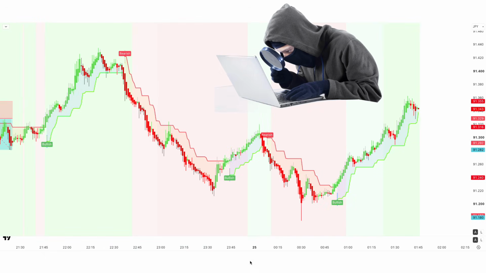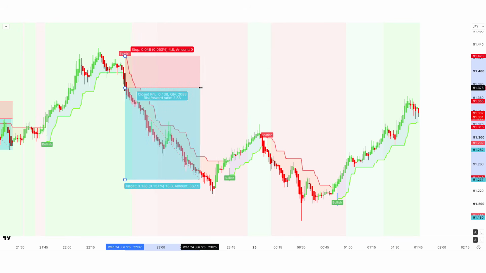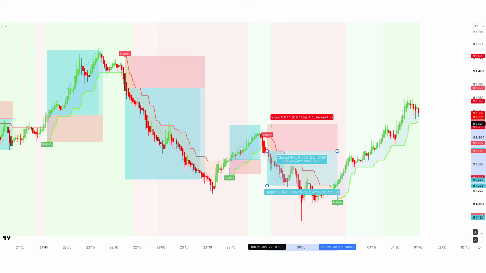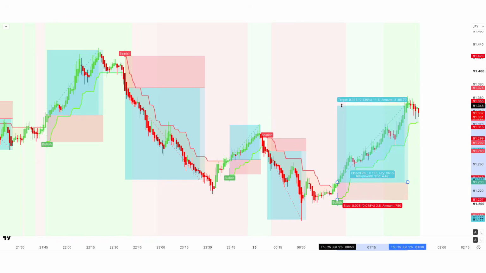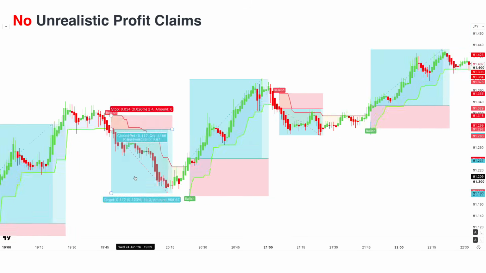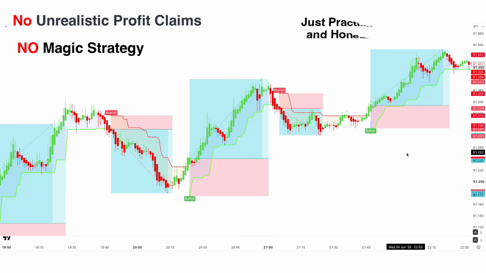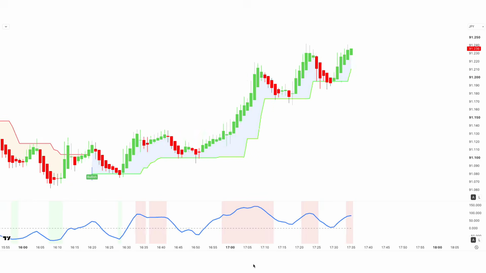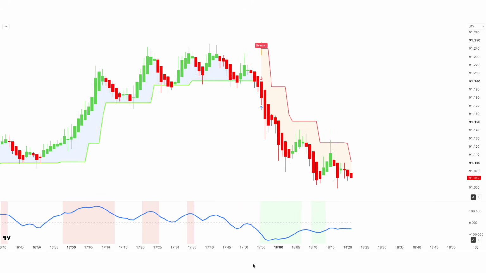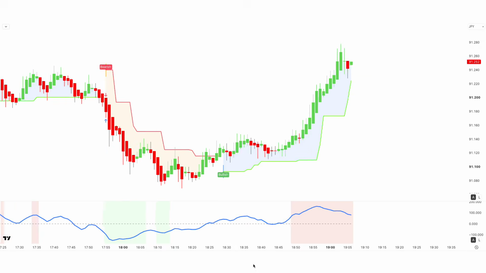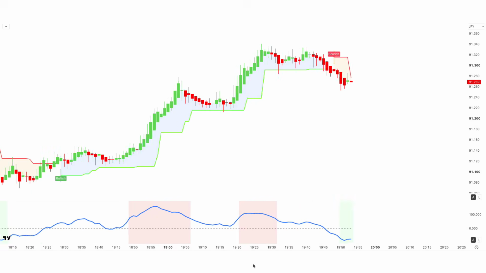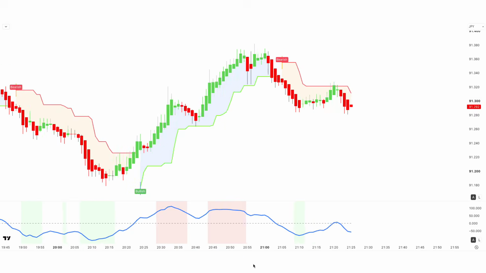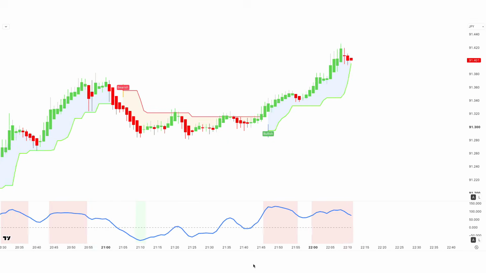In this video, you'll see how the indicator works, how to avoid common mistakes, and how to combine it with smart risk management instead of relying on signals alone. No unrealistic profit claims, no magic strategy, just practical testing and honest results you can judge for yourself. If you're serious about improving your TradingView workflow and want tools that help you analyze the market more efficiently, stay with me until the end. You might discover a tool that deserves a place on your watch list, but only if it proves itself.